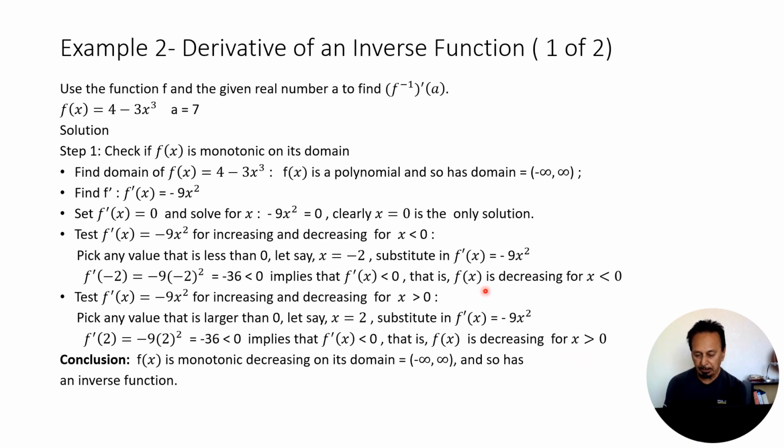So we already determined that f of x is decreasing for x less than 0. Now we have determined that f of x is decreasing for x bigger than 0. So we can conclude that f of x is decreasing over its entire domain, negative infinity to positive infinity, which means it's monotonic decreasing. Since the function is monotonic decreasing, we can say f of x has an inverse function. Or you can say f of x is invertible over its domain.